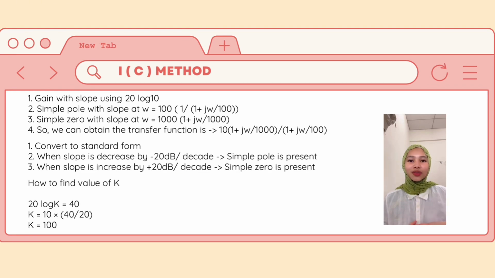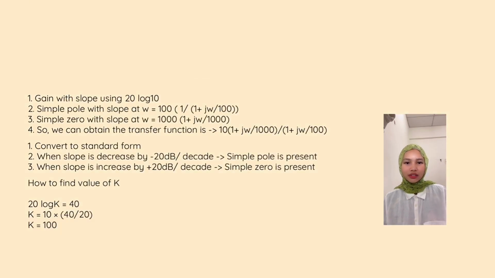Next, convert to standard form. When the slope decreases by 20 dB per decade, a simple pole is present. Then, when the slope increases by 20 dB per decade, a simple zero is present. How to find the value of K? 20 log K equals 40. K equals 10 to the power of 40 divided by 20 in bracket. So, the answer is 100.